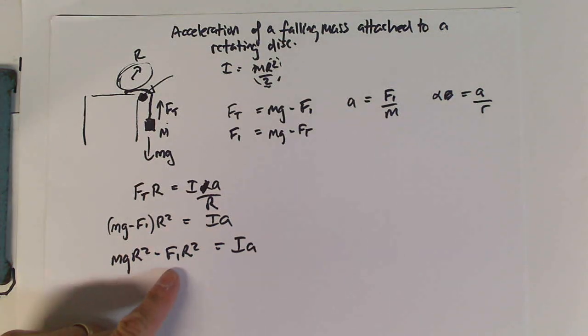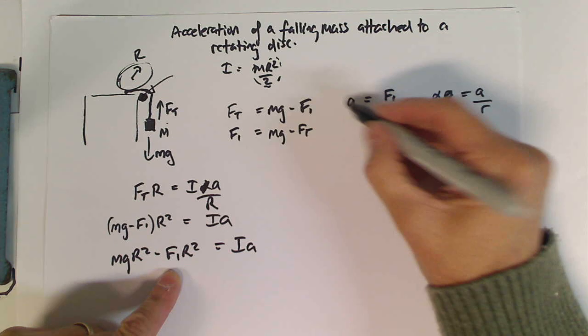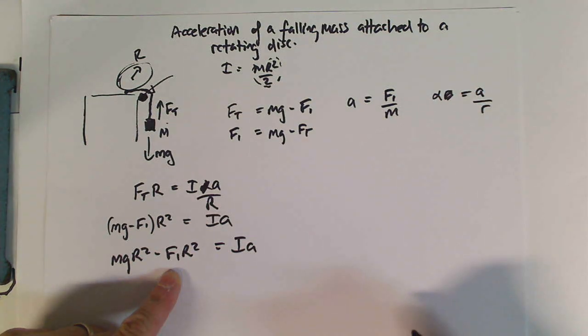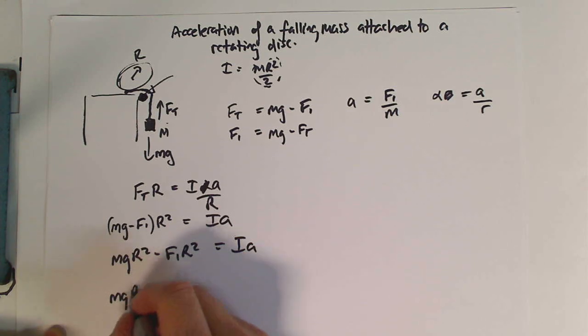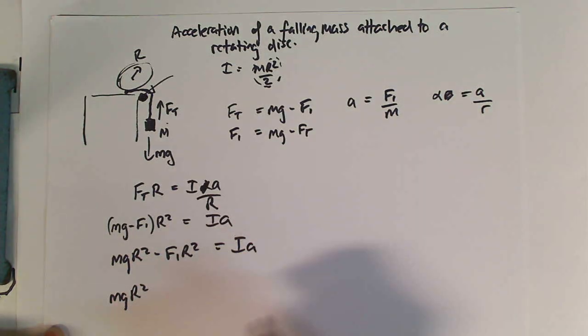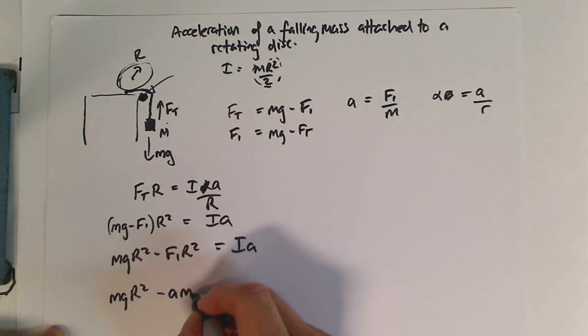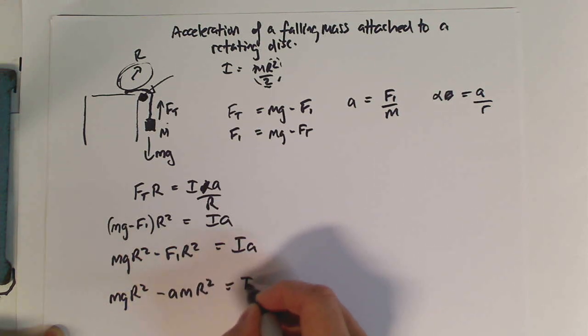Looks like we've got another substitution coming up with the F1. F1 is equal to am from there. So we can go mg big R squared minus F1, which is am, times big R squared equals I a.